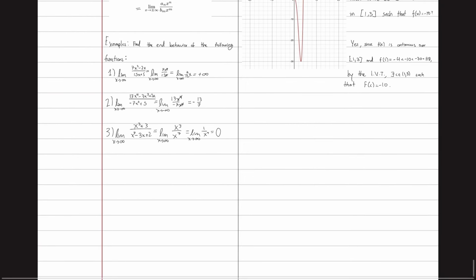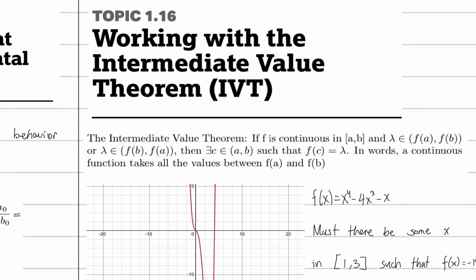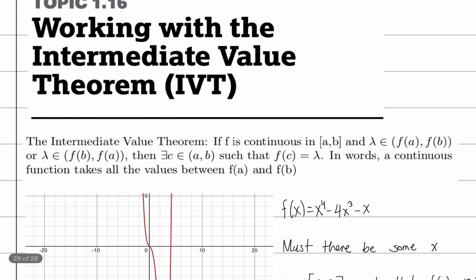That's the horizontal asymptote. And finally, we end off with topic 1.16, working with the intermediate value theorem, which is abbreviated as the IVT. Now, this is the statement. If f is continuous in the closed interval [a, b] and lambda, or c or d, I don't know, and lambda is a number between f of a and f of b, then there exists some value c in the interval (a, b) such that f of c is equal to lambda.